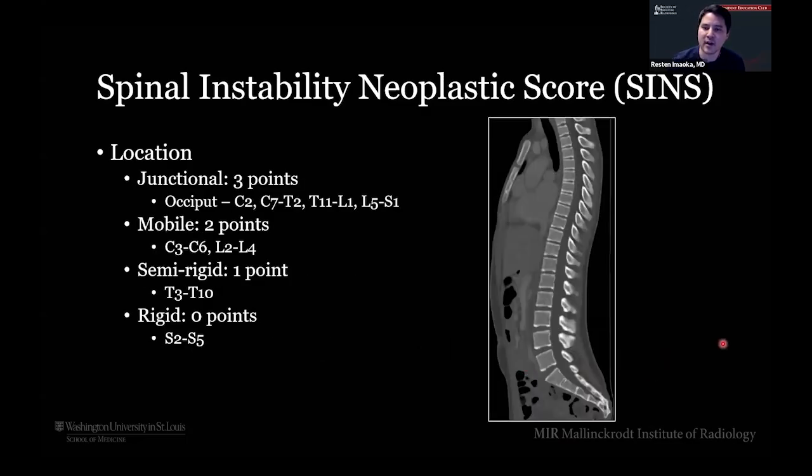So if we're going to deep dive a little bit more into SINs, the first part was location, right? Depending on where you are in the spine, you're going to have more points. If you have something in the junctional spine, whether that's the occiput to C2, C7 to T2, T11 to L1, etc., that's going to be the most points, which is 3. If it's mobile, C3 to C6 or L2 to L4, you get fewer points at 2. If it's semi-rigid, in the mid-thoracic spine, you get even less at 1 point. And if you're way down in the sacrum where it's fully rigid, you get 0 points.